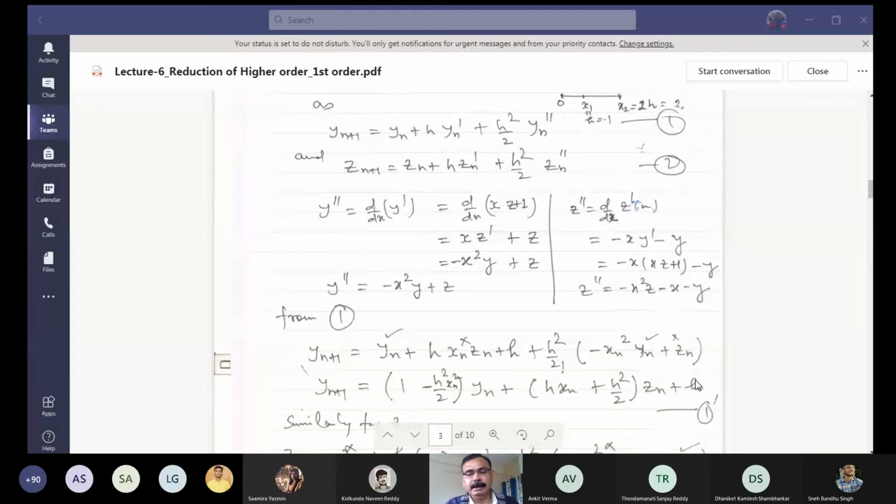Up to this it is clear? Up to equation number 1 prime it is clear? Yes, sir. Simply I have just simplified, nothing else I have done.